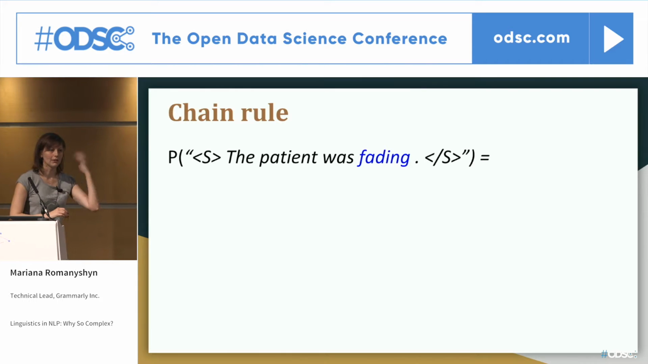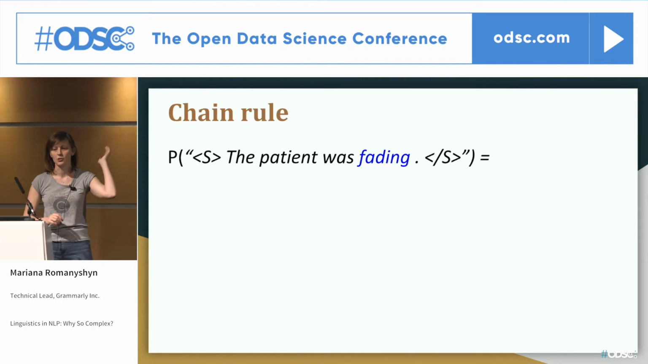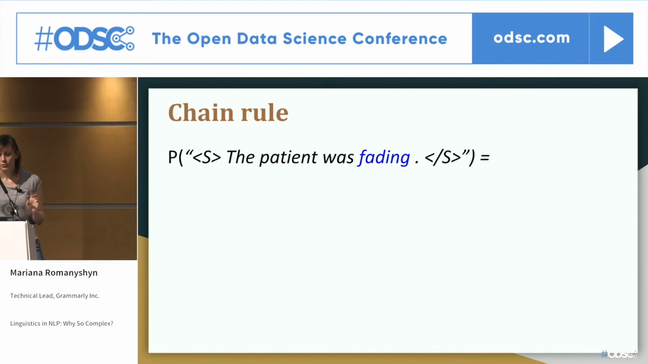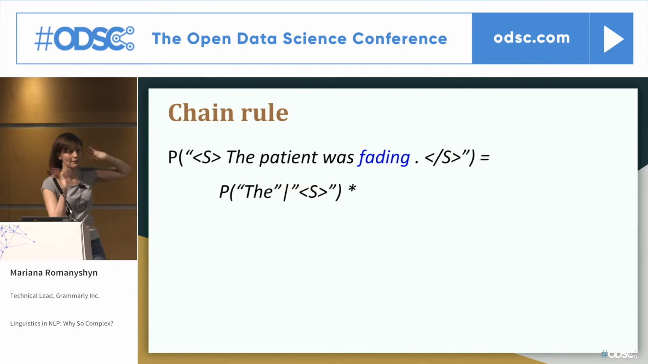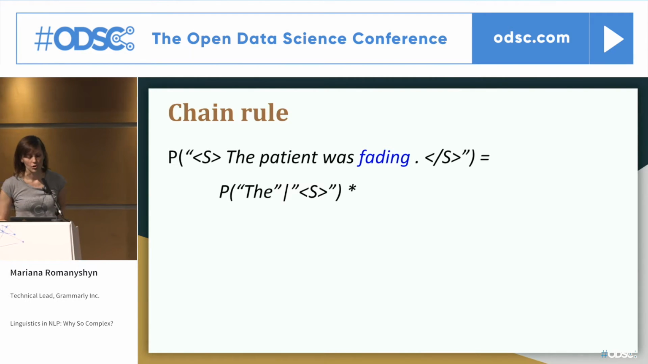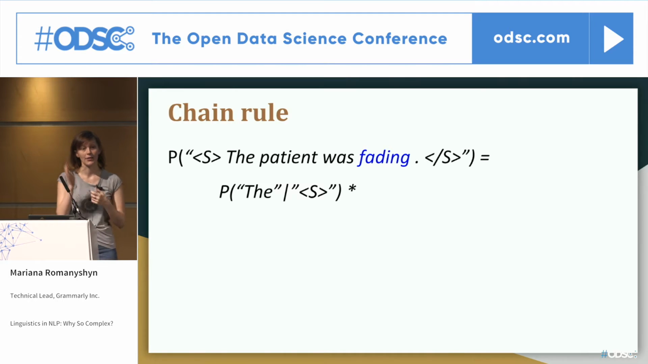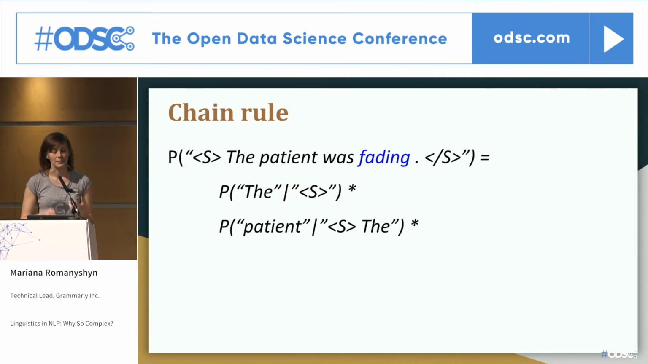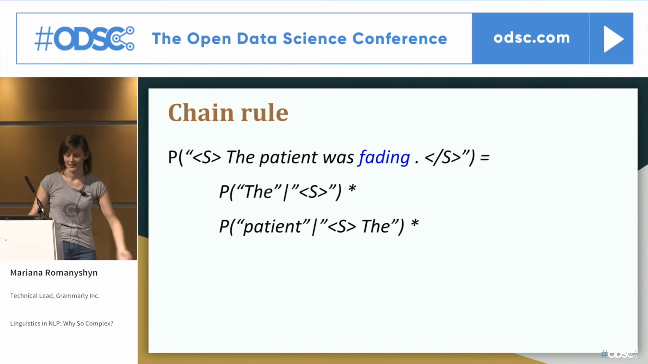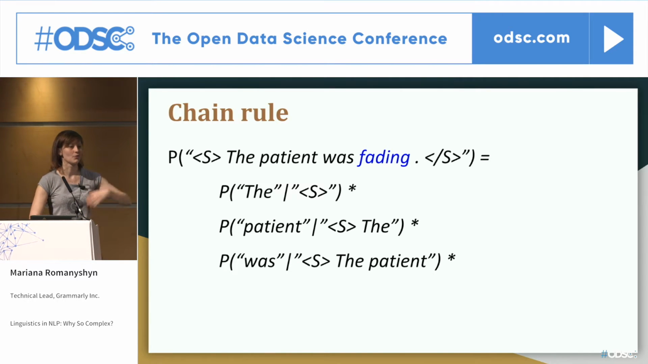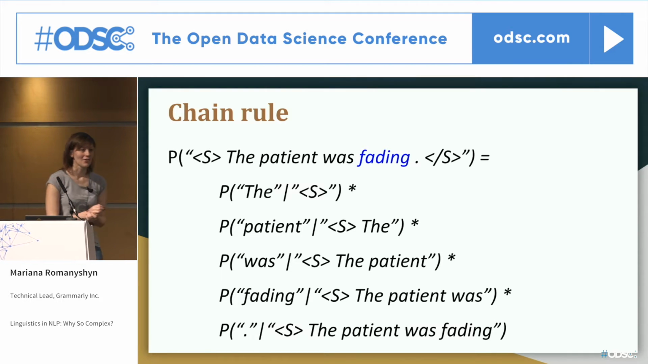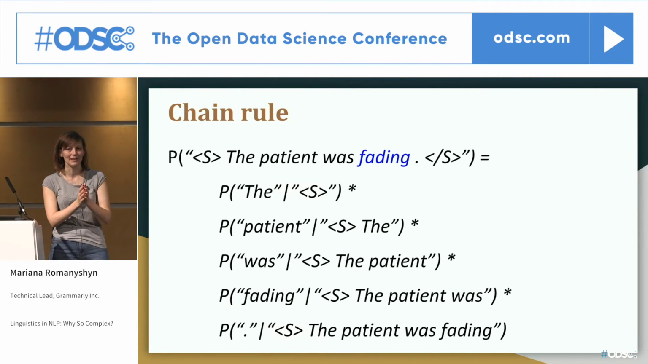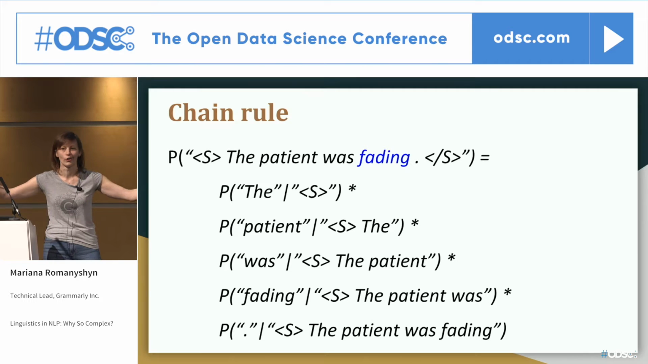Say we want to calculate the probability of the sentence, "the patient was fading." How do we do that? These signs at the beginning and the end are just the beginning and the end of the sentence, because we have to keep track of that too. So we just have to determine how probable it is that "the" starts the sentence. And then the word "patient" goes after "the" at the beginning of the sentence. And then the word "was" goes after "patient", and so on and so forth, right? But you know that sentences can tend to become quite long.